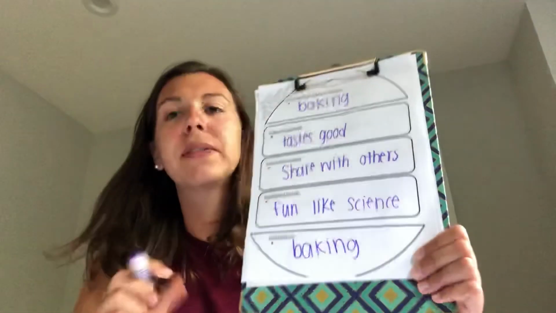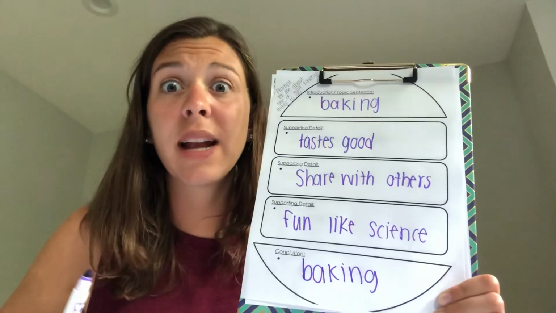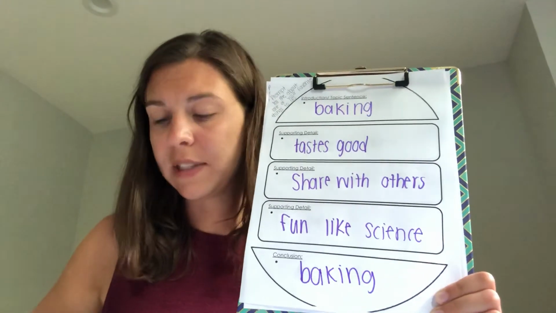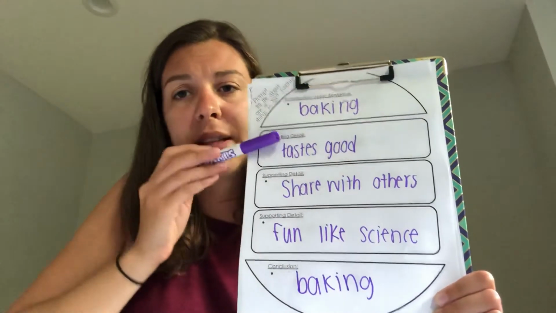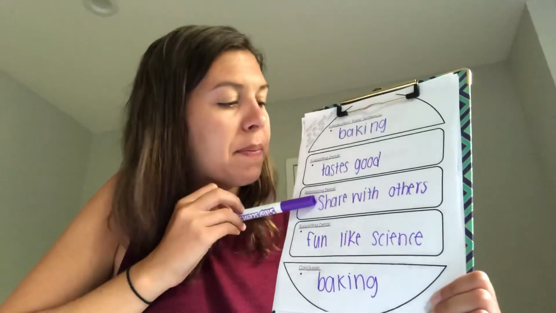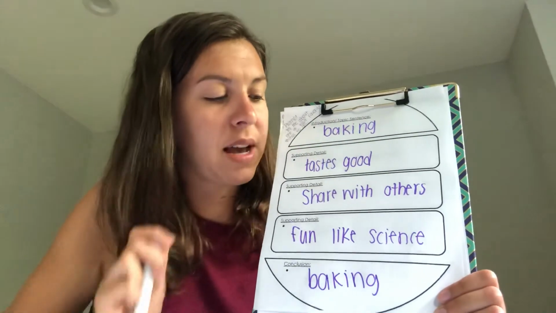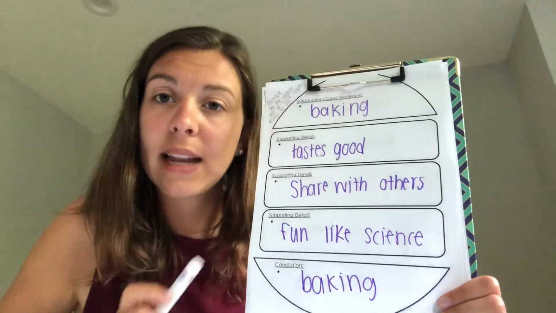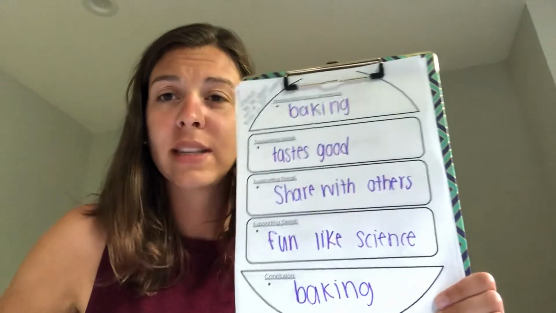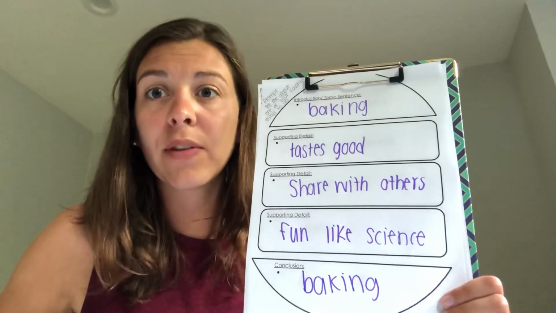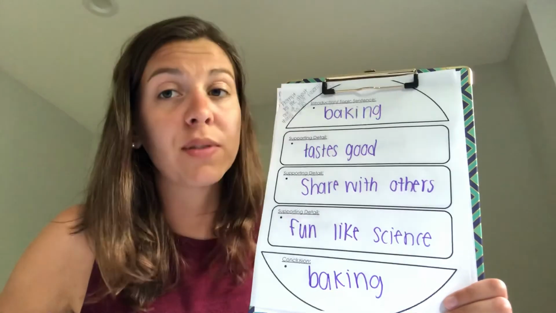And what's great about this is now I could go ahead and I could write a really good paragraph with lots of details. I could add more details about how it tastes good and how it's nice to share with others and how I feel like a scientist. I could add more details to each of those supporting details, but now I have a plan for what I want to write, so I know what I'm doing.